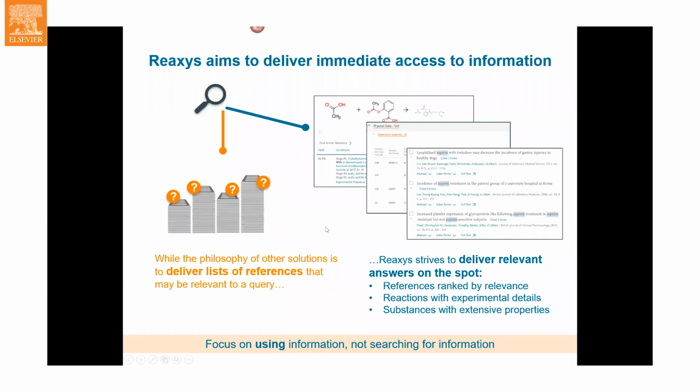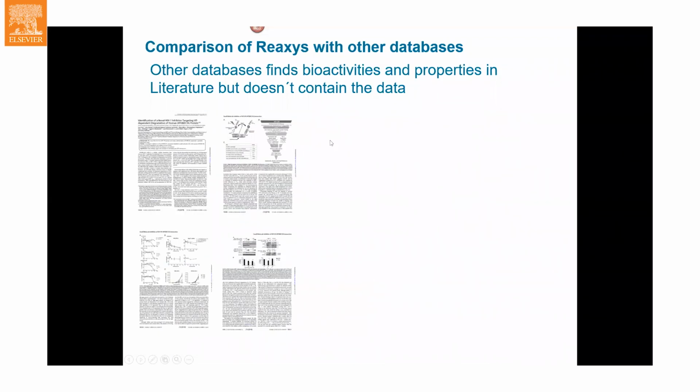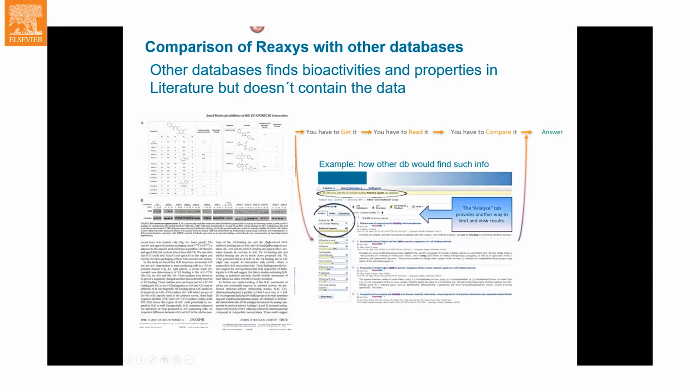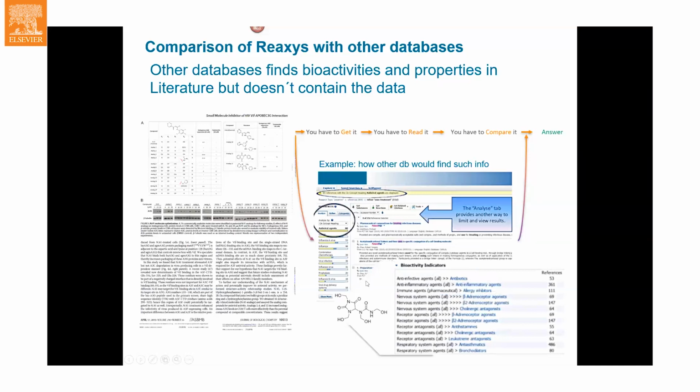So in short words, what makes Reaxys different compared to other databases? Reaxys aims to deliver immediate access to the information, not just a list of references. What does it mean? Let's compare Reaxys with other databases. The other databases can find you bioactivity and properties in literature, but don't contain the data by themselves. It's how the paper looks, and it's how you can see this data in the database. So it's only links to the reference, and you see that something is available.